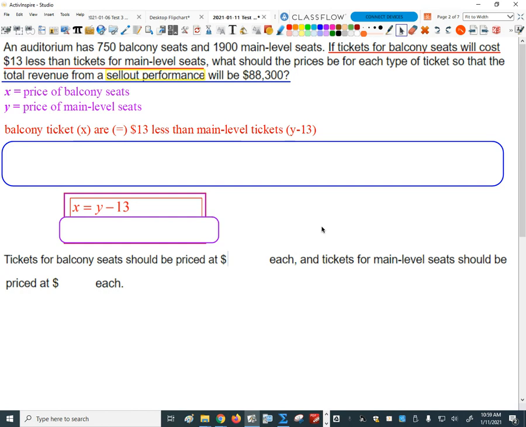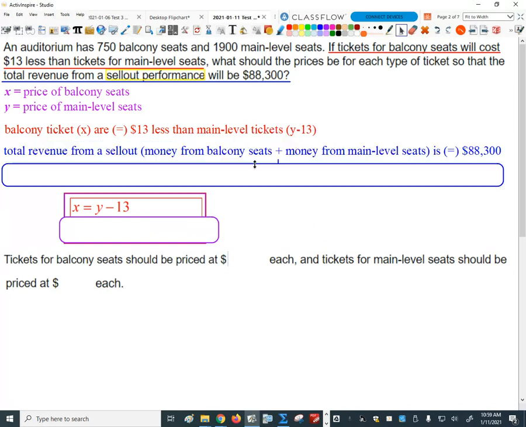Okay, what about the next one? The total revenue from a sellout performance will be $88,300. Emily, how about that one? So total revenue is $88,300, right? We could make that a little simpler. Total revenue, so that's the money from the balcony seats plus the money from the main level seats, is $88,300. How could I represent the revenue from the balcony seats and the main level seats? X is the price of balcony seats and Y is the price of main level seats. What do you think, Emily? X plus Y equals 88,300.